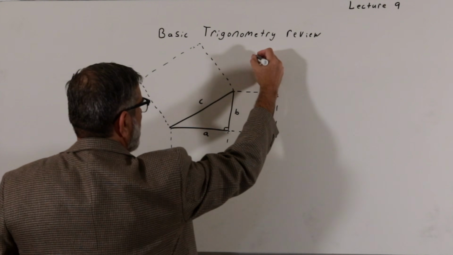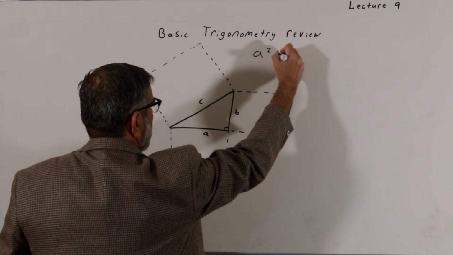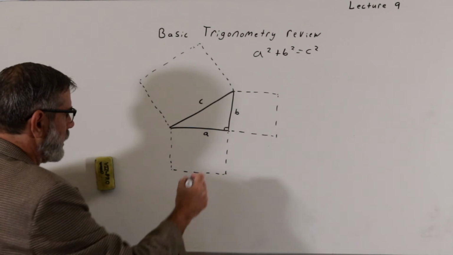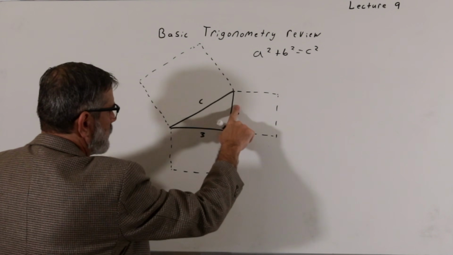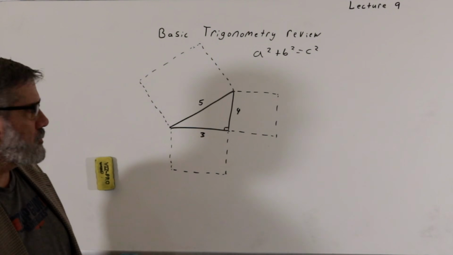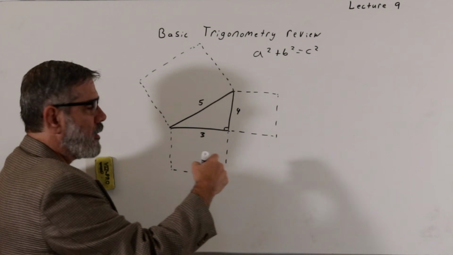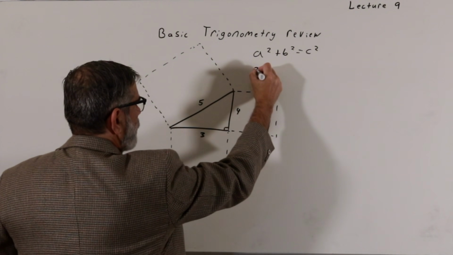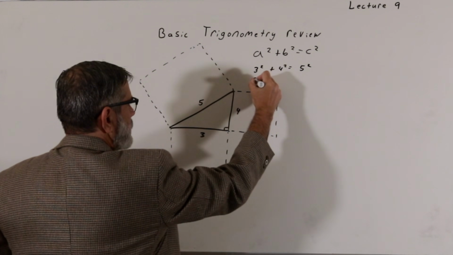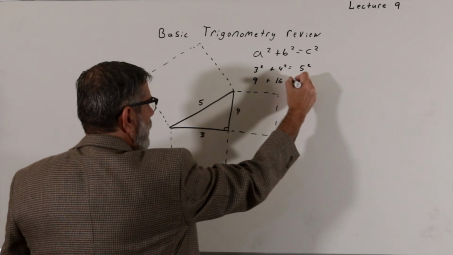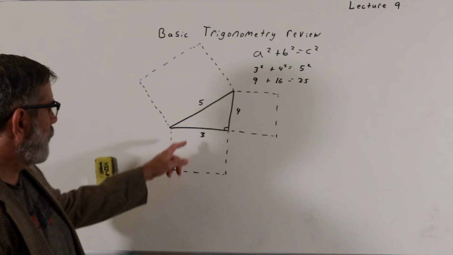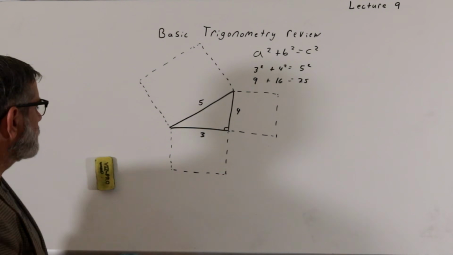So this is Pythagorean's theorem. A squared plus b squared equals c squared. And maybe we'll just do a little example on this one. So let's let a be equal to 3, b be equal to 4, and we'll let c be equal to 5. So let's just confirm that this is really a right triangle. We'd have 3 squared plus 4 squared equals 5 squared. Well, 3 squared is 9, 4 squared is 16, 5 squared is 25, and we see that 9 plus 16 is indeed equal to 25. So these side lengths are valid for a right triangle.